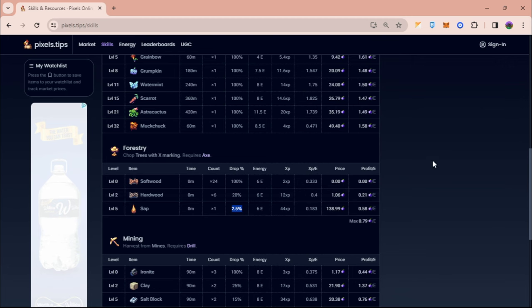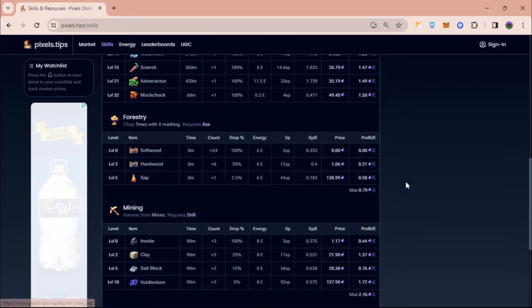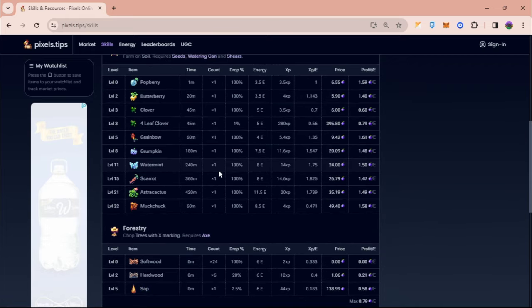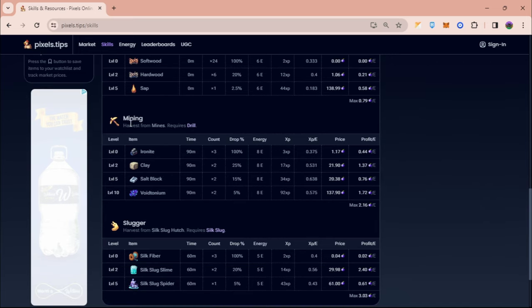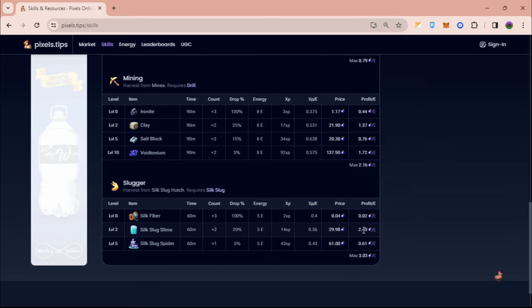But as for this video, it did not turn out profitable to farm sap, and I suggest farming either Watermint, and if you have level 10 mining, you can go for Voidonium or go farming Silk Slug Slime.